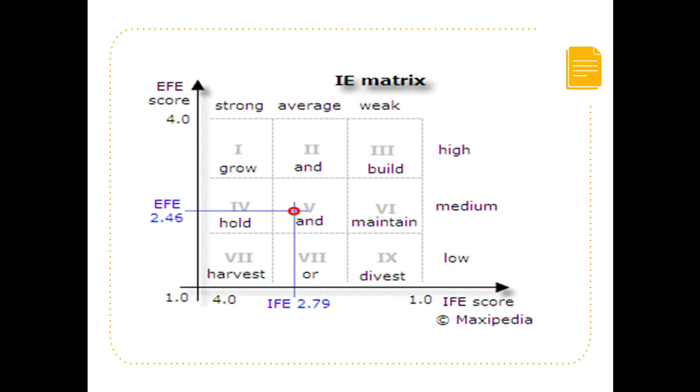So cells 1, 2, 3: you grow and build. Cells 4, 5, 6: you hold and maintain. Cells 7, 8, 9: you harvest or maybe divest.